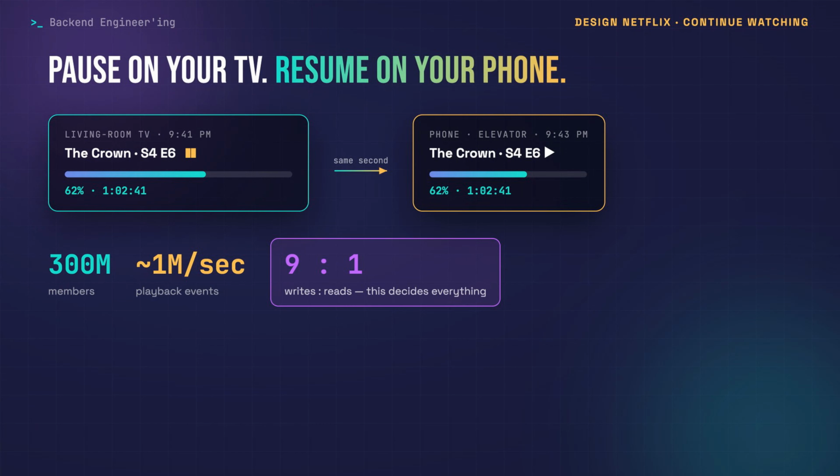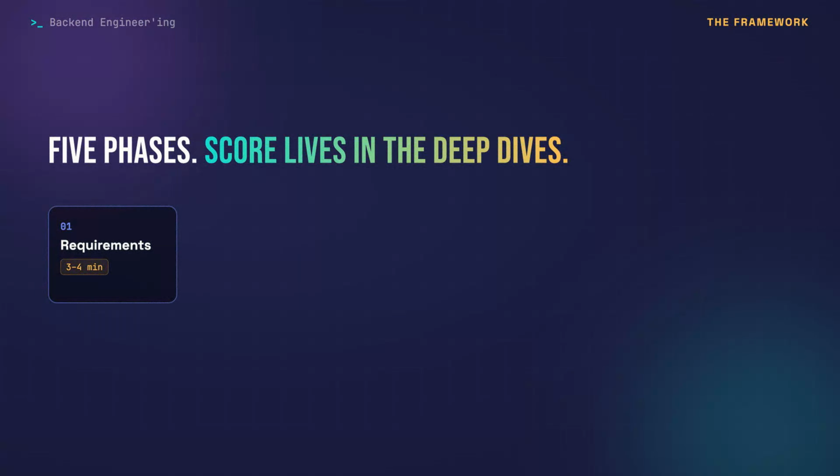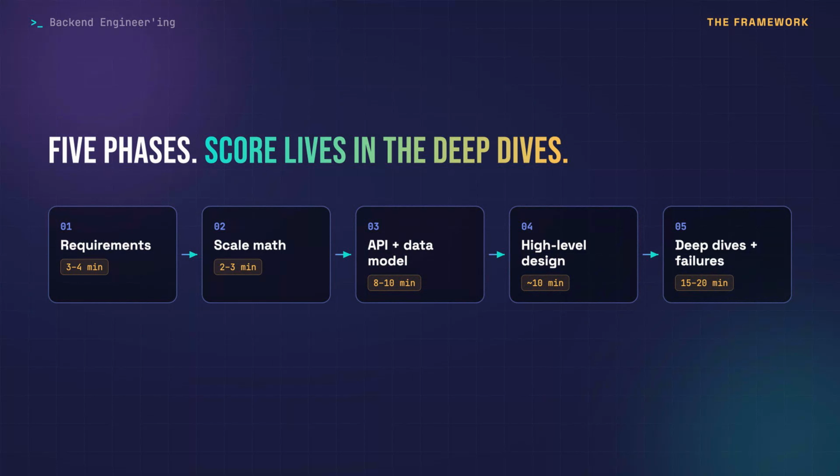Before we touch a single box or arrow, let's agree on how we attack this. Because in an interview, how you drive matters as much as what you draw. 5 phases. First, requirements. What are we actually building? Then scale estimate, where we put real numbers on it. Then the API and the data model. Then the high level design, the architecture itself. And finally deep dives and failure modes, which is honestly where most of the interview is won or lost.